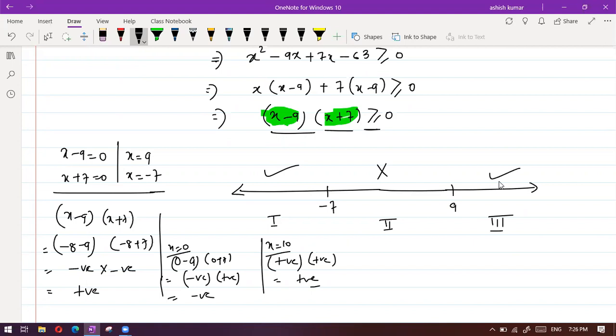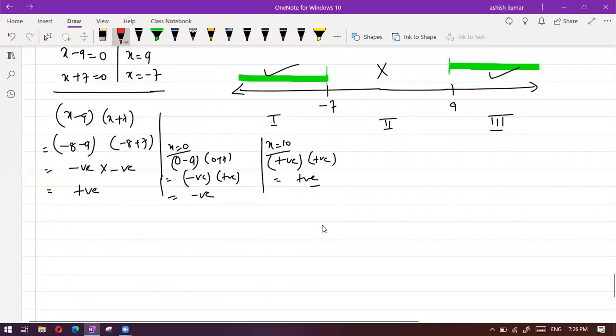Yes, sir. Okay. So after this, we just have to find out which part of the number line is giving you the condition greater than or equal to 0. So this part, the extreme left and extreme right of this number line. So what will be the domain here? How will we write the domain? Minus infinity to -7, and -7 is included, so close bracket, union 9 to infinity. This one will be the domain of this function. Understood?